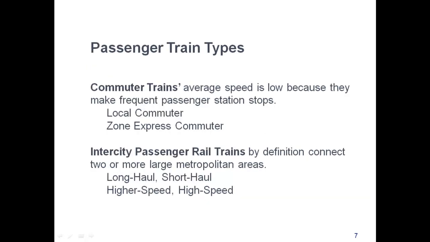And we have these passenger train types. Commuter trains' average speed is low because they make frequent passenger station stops. This includes local commuter and zone express commuter. Inner-city passenger rail trains, by definition, connect two or more large metropolitan areas. This includes long-haul, short-haul, higher-speed, and high-speed trains.